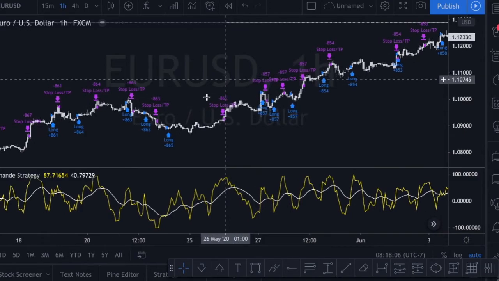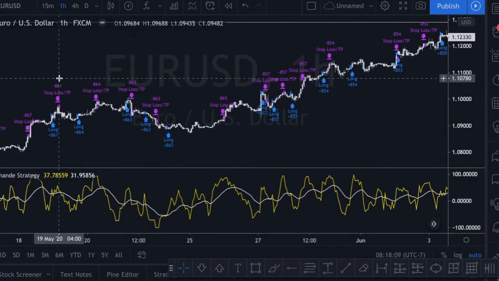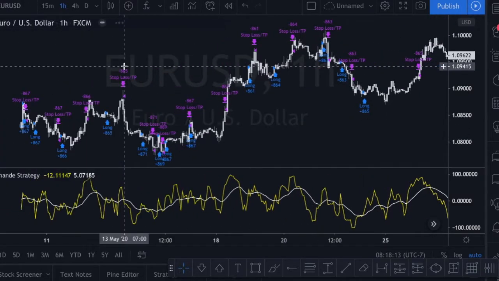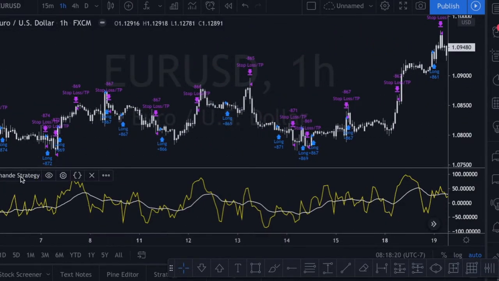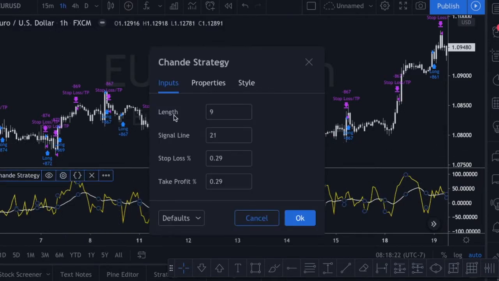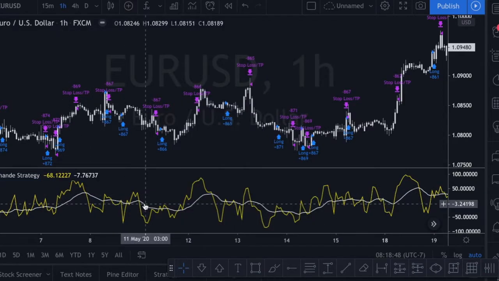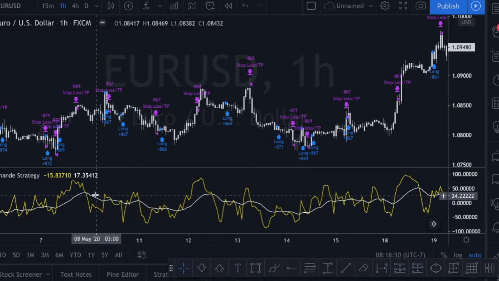Now I just got done back testing the Chande Oscillator and I'm using the 1 hour chart on Euro USD, so trading Forex. I just wanted to find out what the best settings for the Chande Oscillator were. The default settings are just set at a 9 period look back, and the signal line, which is this white line here, I have set at 21 bars back. So the white line is basically just a moving average of the yellow line looking back 21 periods.